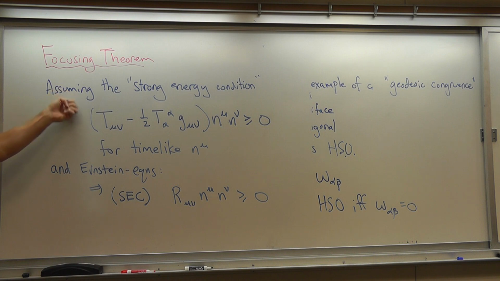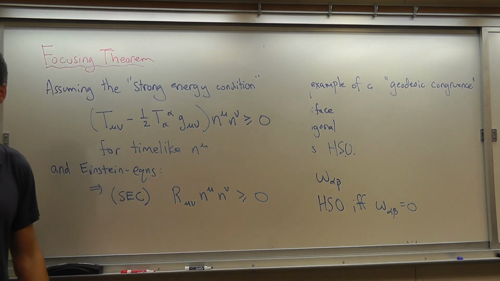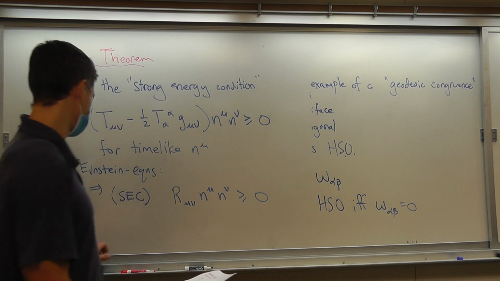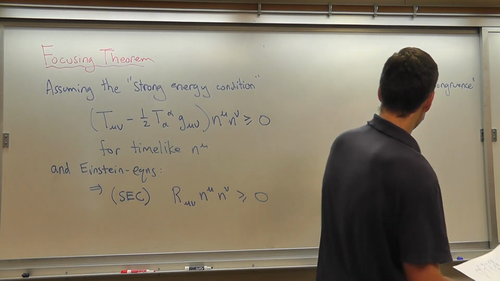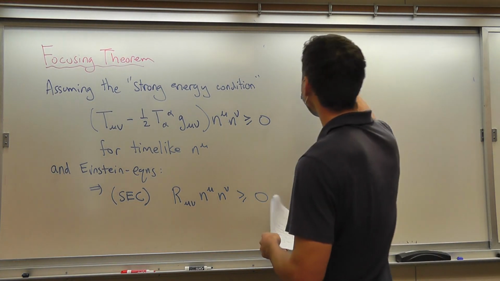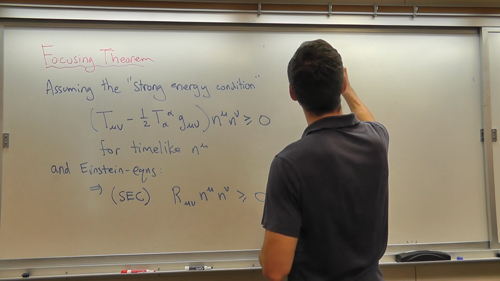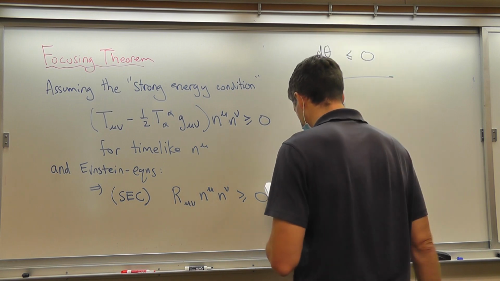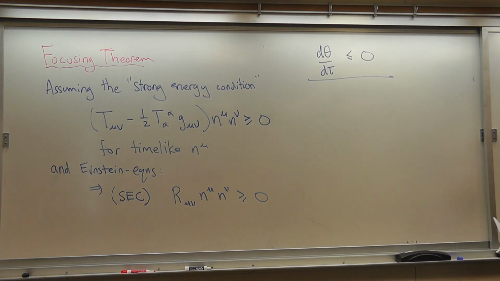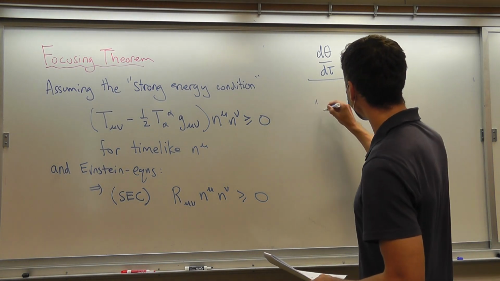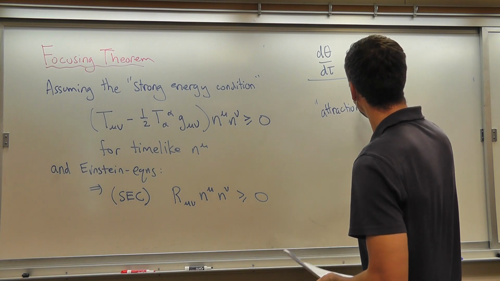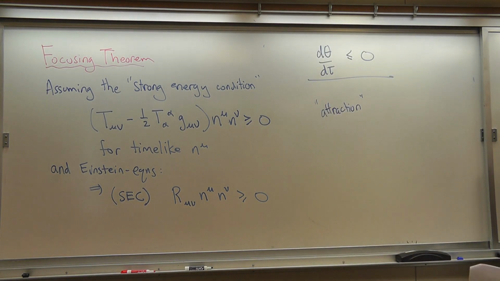Okay, so if the strong energy condition holds, and the Einstein equations hold, then the last term in the Raychaudhuri equation is overall minus. So the theorem states that under these conditions, d theta d tau is less than or equal to 0. This has a very natural interpretation. This is, roughly speaking, the statement that the force of gravity is attractive.